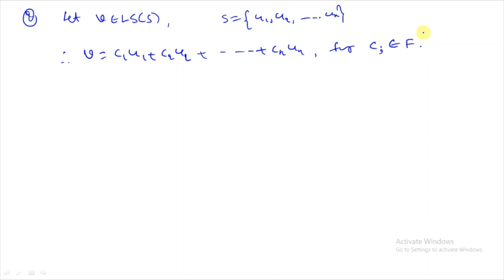These scalars come from the field. Now you have to find these coefficients. We need to find the Ci's. So how to find the Ci's? Now take the inner product of V with U1. V means this one, C1 U1 and so on, or you can use the summation.